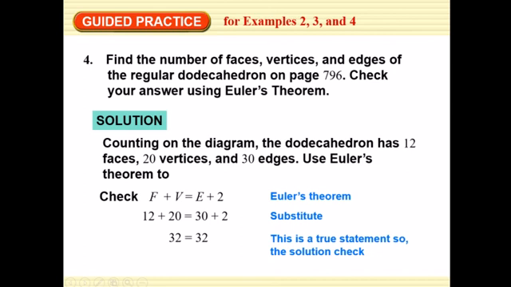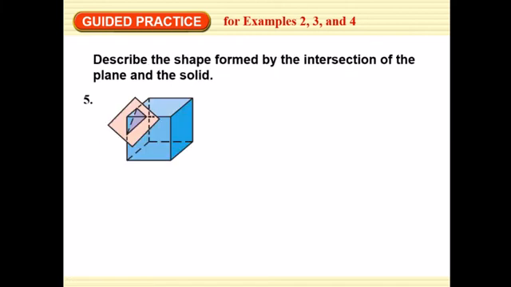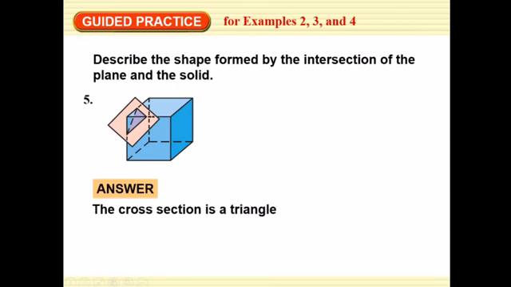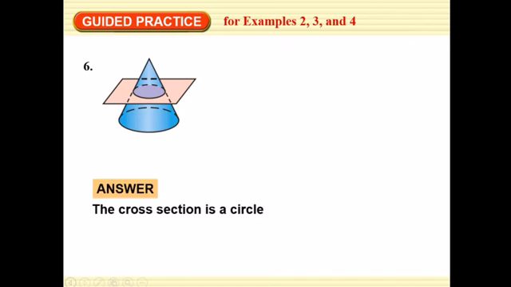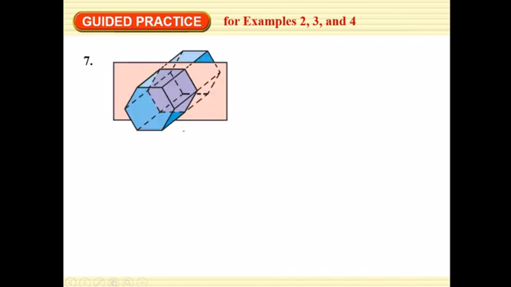Alright, so if you use Euler's theorem, and if you're able to completely count all of the faces, vertices, and edges, you should have come out to 32 on each side. And then guided practice number 5. Guided practice 6. And 7.